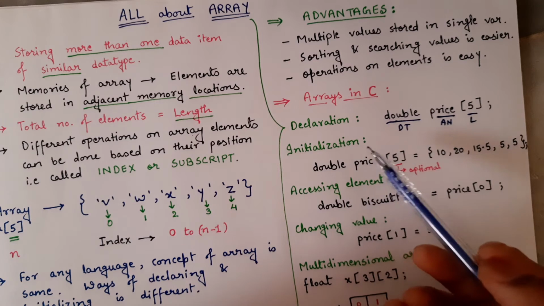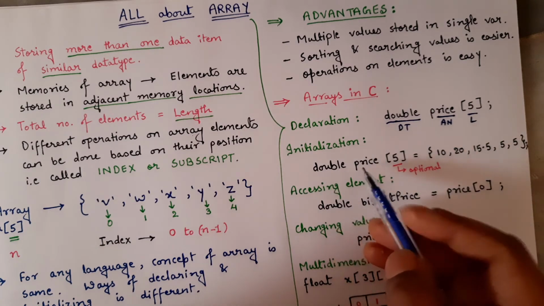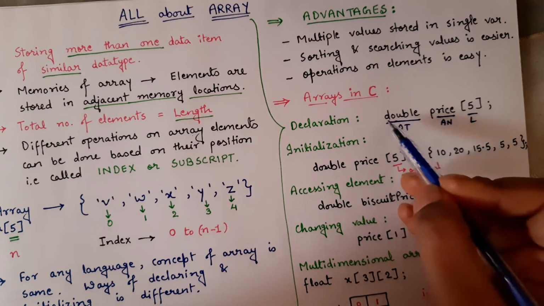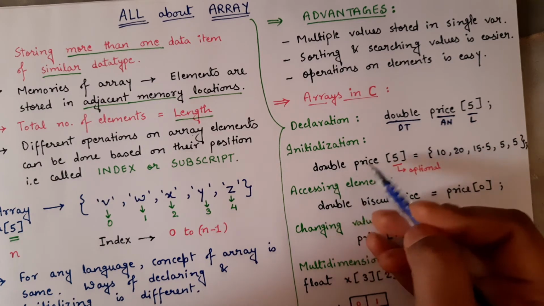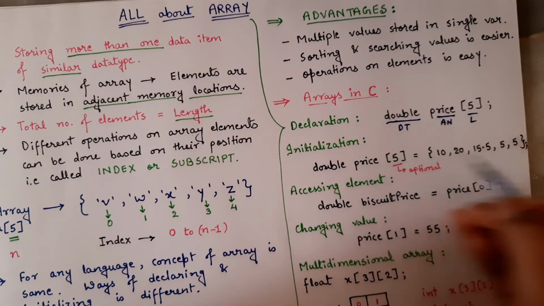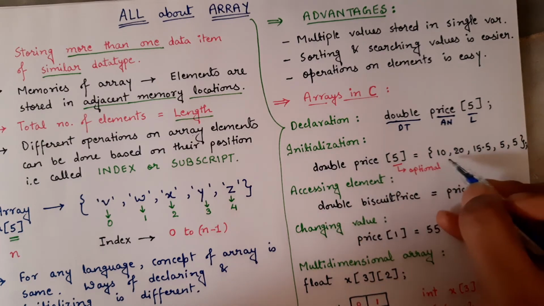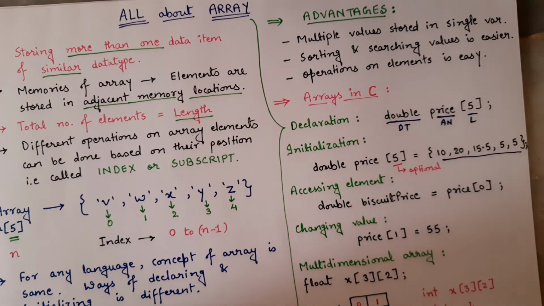Then if we talk about initialization, double price of 5, that means we are doing the same thing: data type, then array name, and then size, equal to. While initializing the array, we are giving the data.